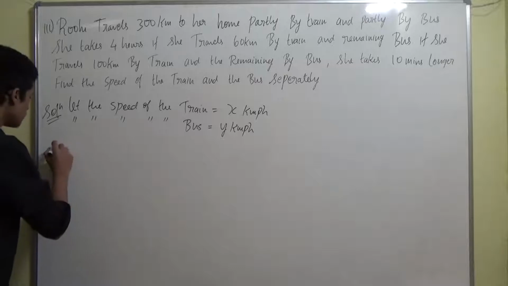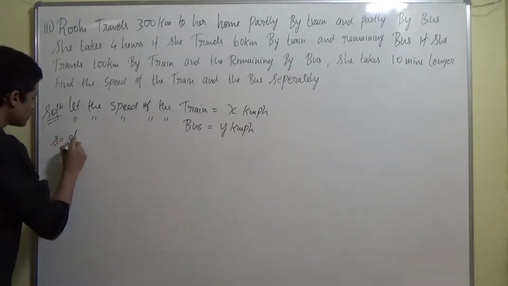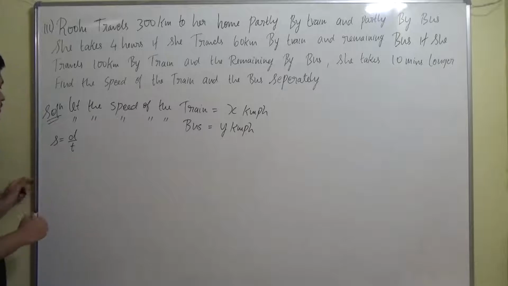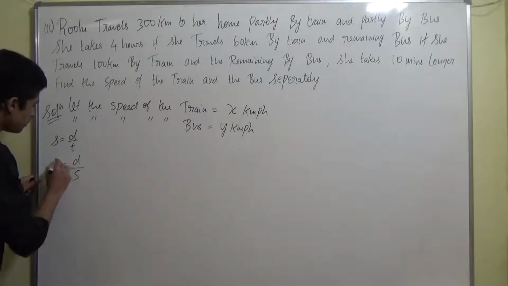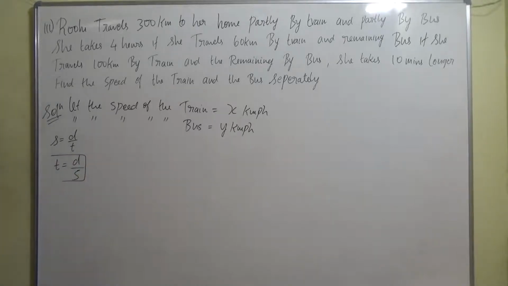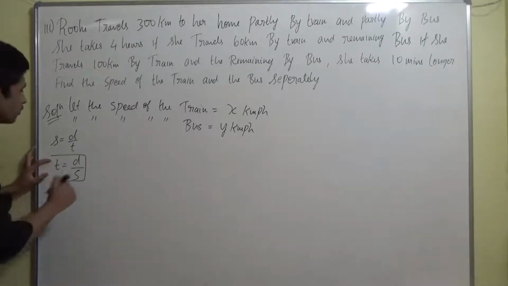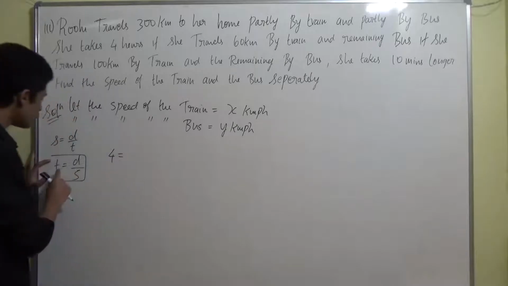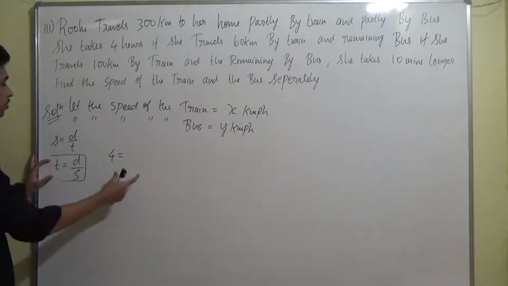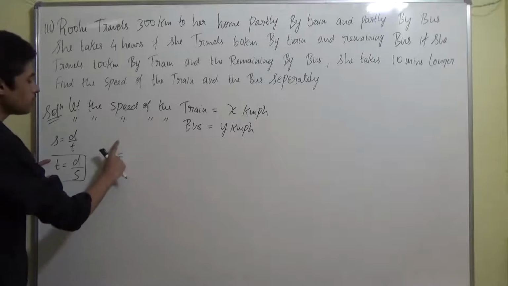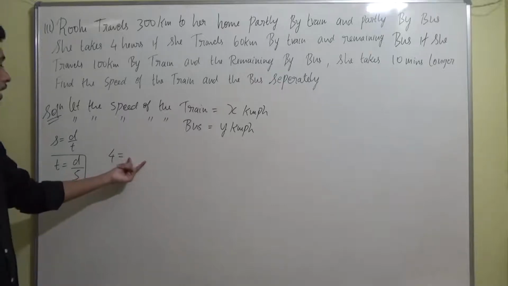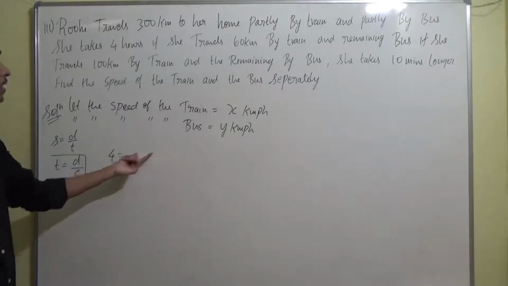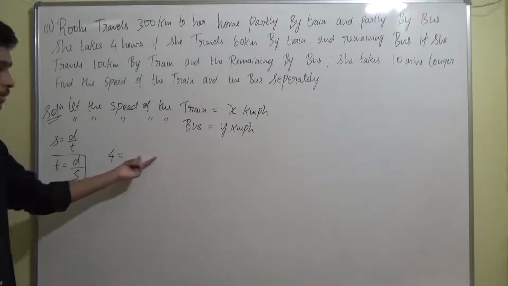Before formulating, the important formula which we have to use is speed equal to distance by time, which means time equal to distance by speed. This is a very important formula, guys, which we'll be using to formulate the equations. They gave time as 4 hours in the first case, so in place of t, we'll put 4 hours. This 4 hours is a combination of 2 times: the time taken by the train and the time taken by the bus. The total time is 4 hours, so t1 plus t2 gives us 4 hours.